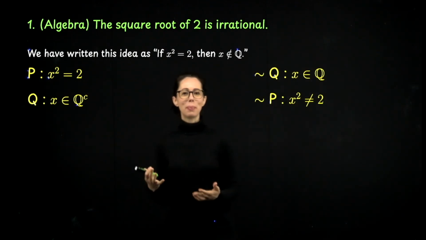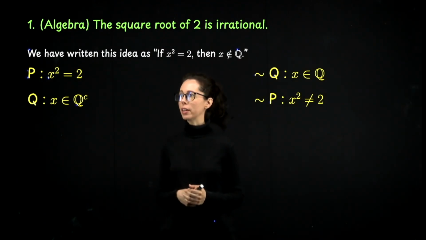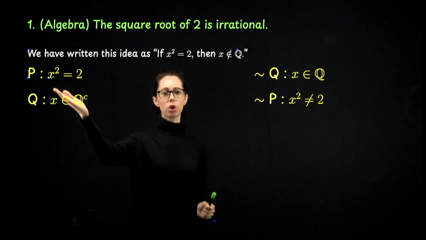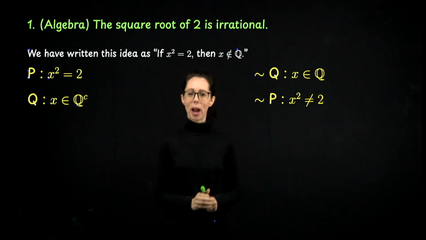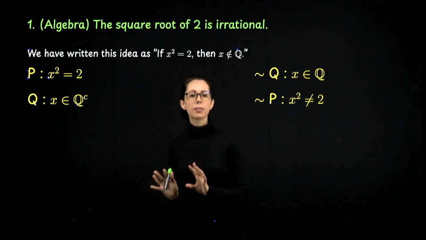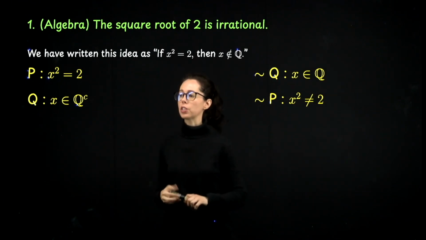As expected, P implies Q looks just like the statement we have here. So if x squared equals 2, then x is irrational. Let's think about this first. So what if we wanted to prove this directly?